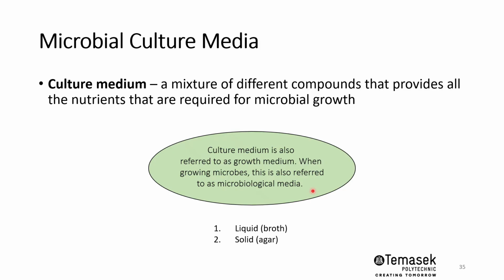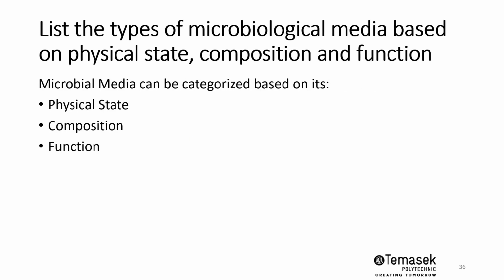Generally it comes in two types: liquid, which can come in a broth form, or solid, usually in the agar form. With microbiological media, we can classify them based on three different parameters: based on their physical state, based on their composition, as well as their function.